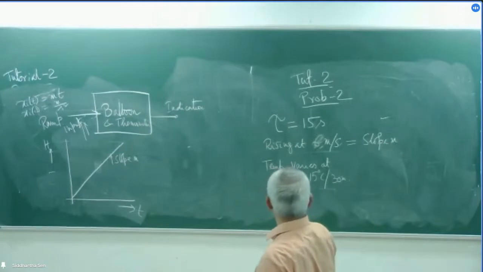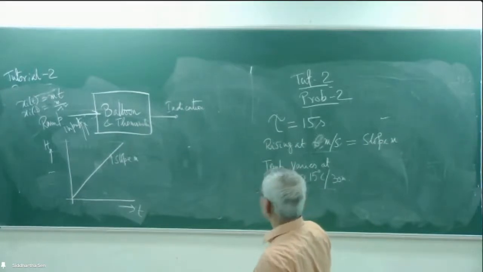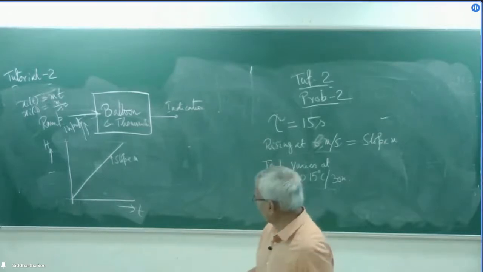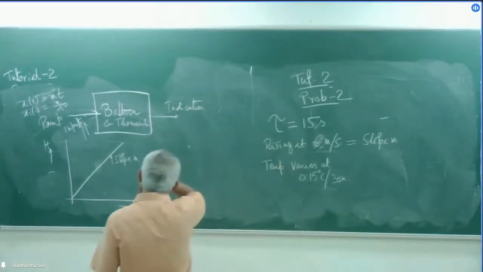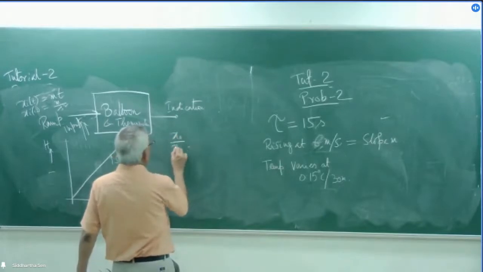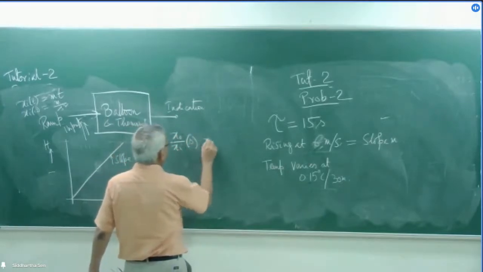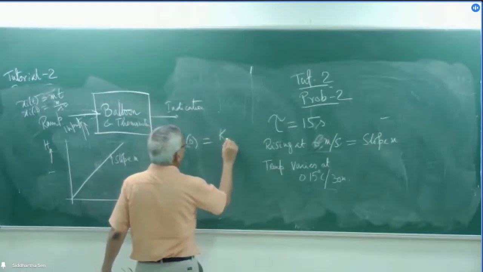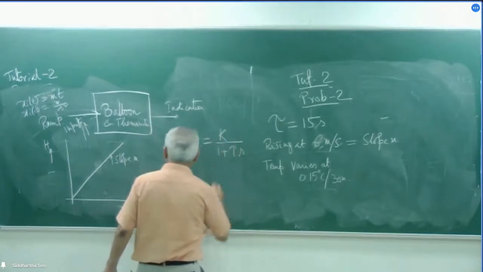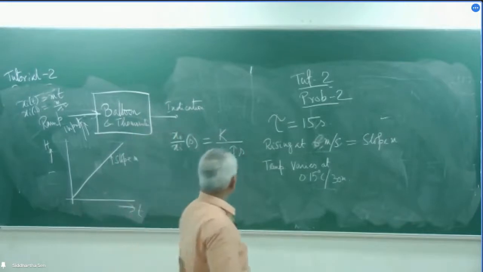No, sir, I was saying that the temperature in the balloon is a first order system. That's right. So what we can say is that the system x0 divided by xi is equal to k divided by 1 plus tau s. Yes, it's a first order system there.